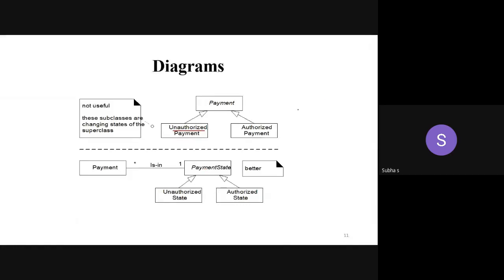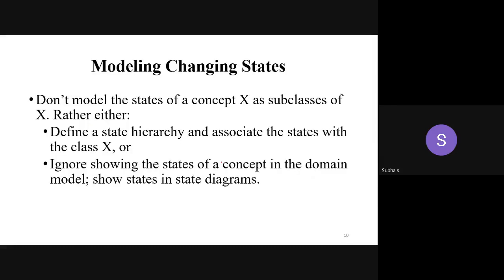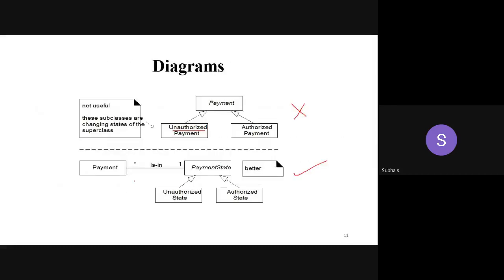So avoid using this kind of representation. You have to mention it this way only. This is the correct way of representing the changing states. So how to model the changing states? That is given here. Not all students will pay the exam fee late. Some persons will pay the exam fee late. Some person will have some due.